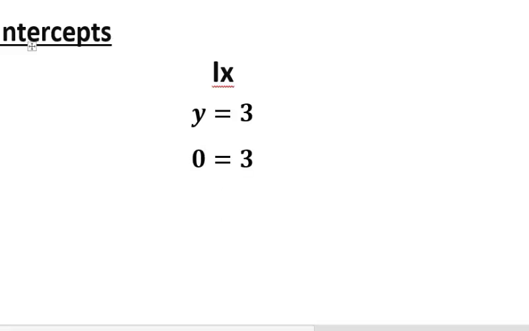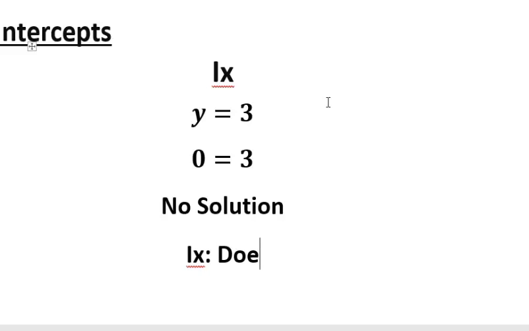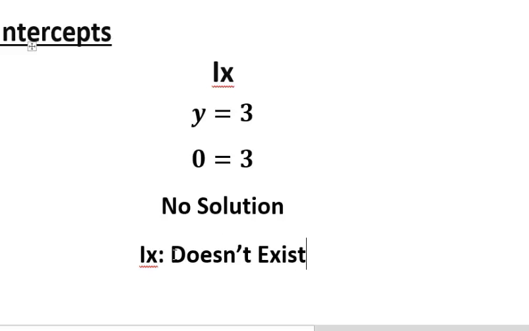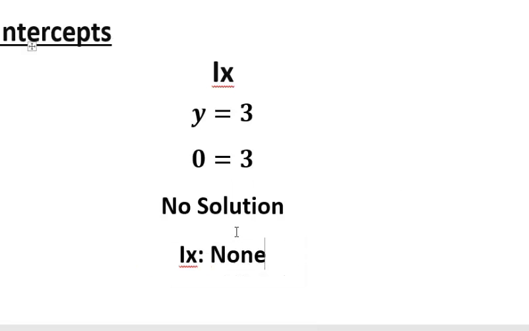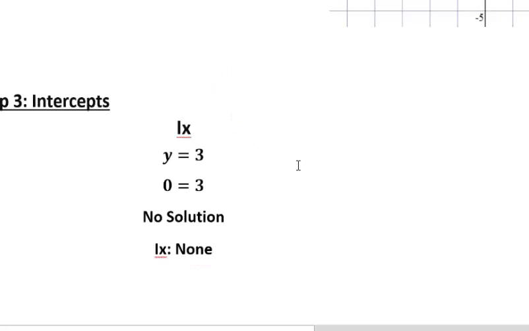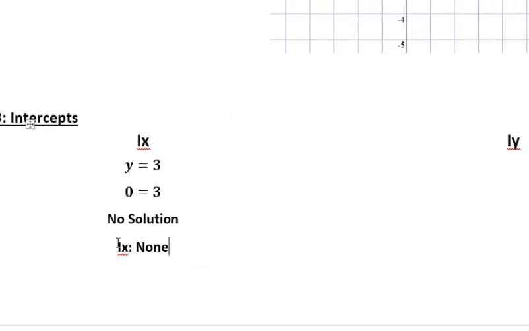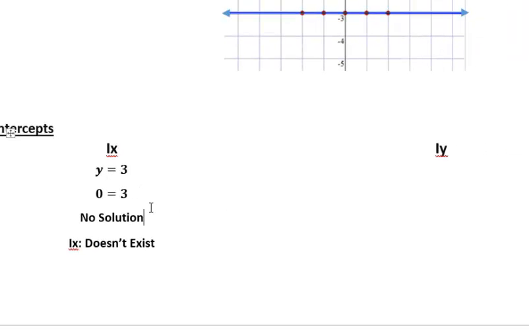So that gives me the hint that there's actually no solution for this. If there's no solution, I could put that the x-intercept doesn't exist. You could put it like this, doesn't exist, or you could put that there's none. There is no x-intercept. I'm gonna leave it like this: the x-intercept doesn't exist because there is no x-intercept.